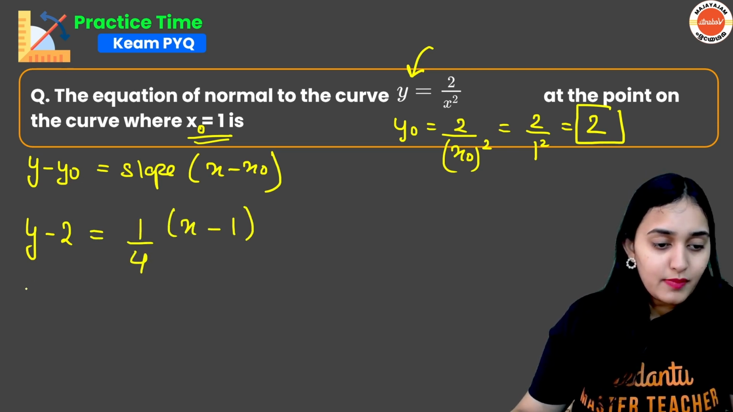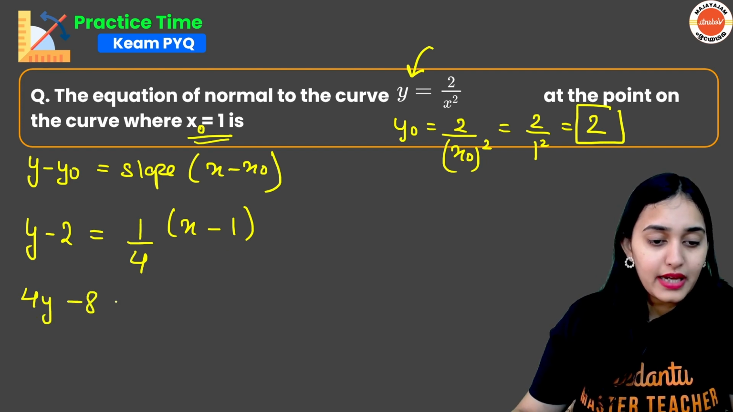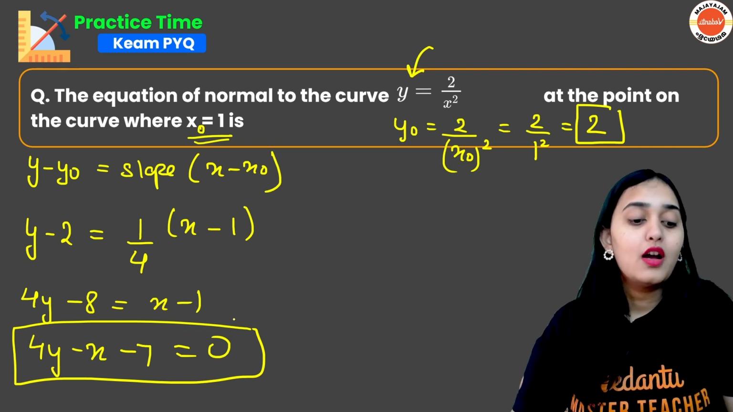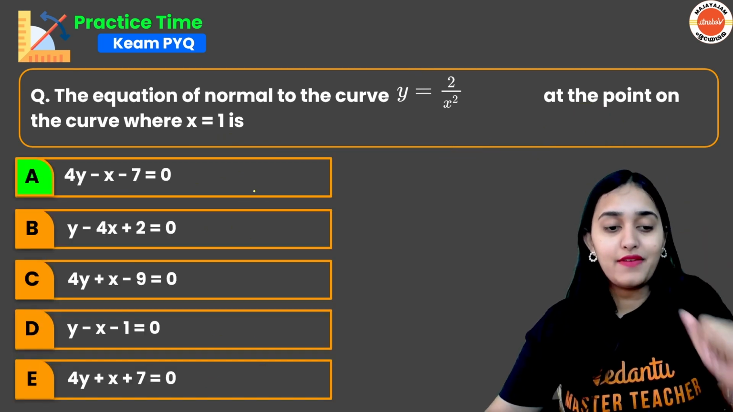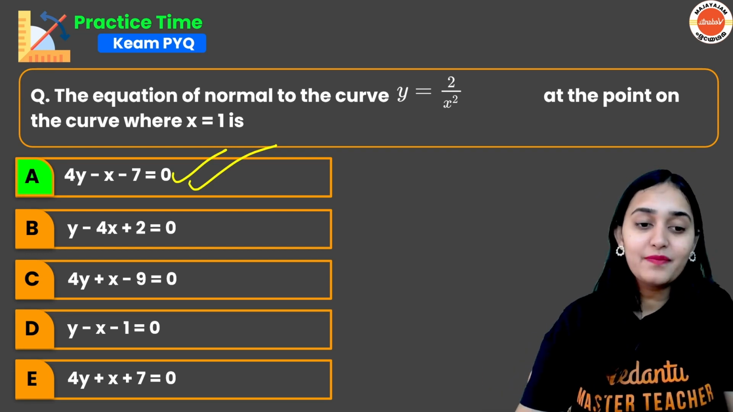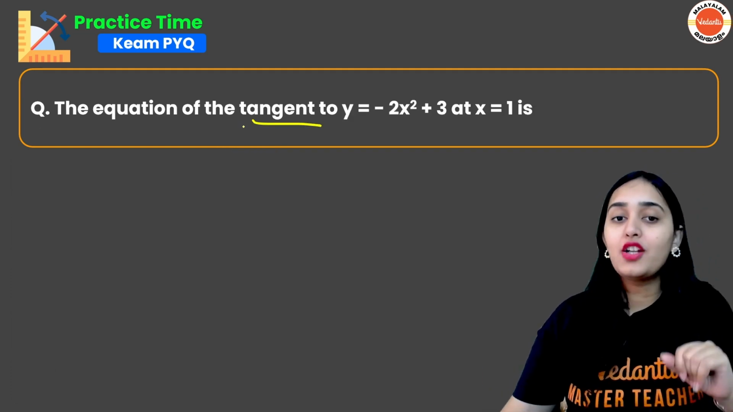Cross multiply, 4y minus 8 equals x minus 1. 4y minus x minus 7 is equal to 0. This is the equation of the normal. 4y minus x minus 7 is the answer.